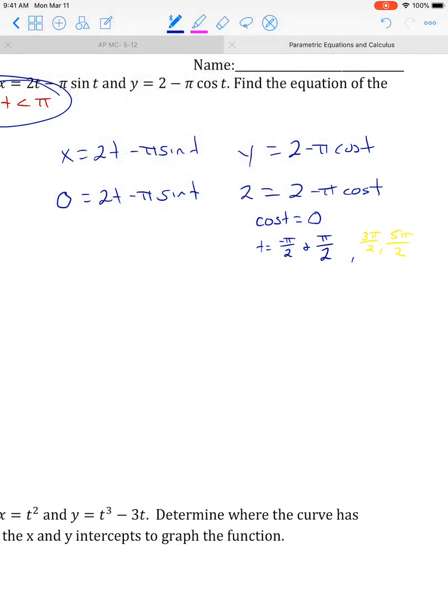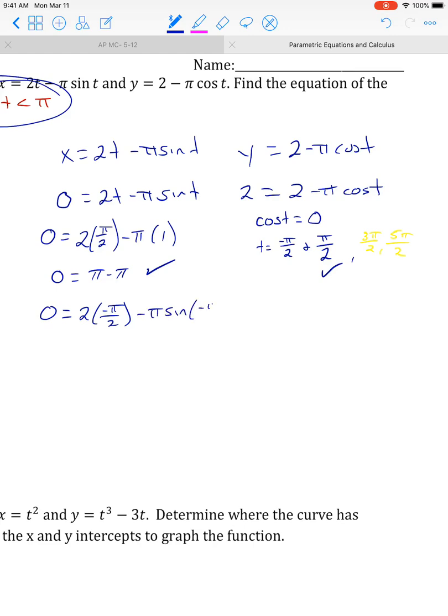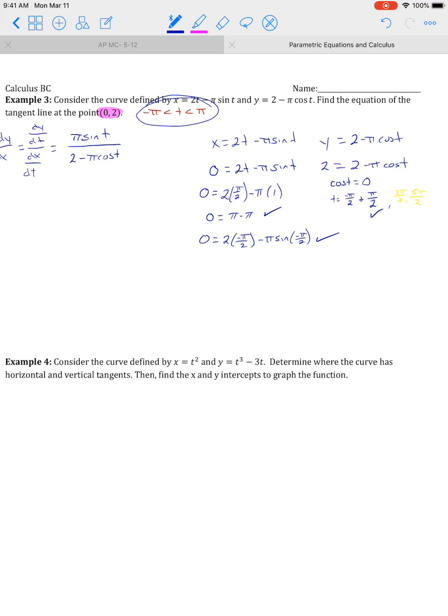I have to verify that that's going to make the other equation true as well. So we get 0 equals 2 times pi over 2 minus pi, and then sine of pi over 2 is 1. So we get 0 equals pi minus pi, which works. So pi over 2 totally works. And then the other one, I want to check them both. So 2 times negative pi over 2 minus pi sine of negative pi over 2. Sine of negative pi over 2 is negative 1. So this one works as well. So those are my 2 times here.